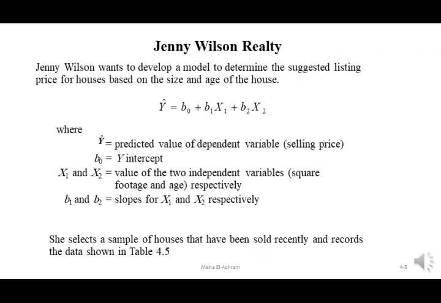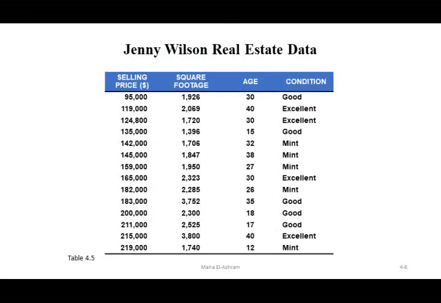So Jenny Wilson started by selecting a sample of houses that have been already sold, and here are the data. So we have in the first column the selling price, and it is measured in dollars. Okay. In the second column, we're talking about the size measured in square feet, and then the age in years. Okay. In addition to this, they added a column for the condition of the house. Some houses are in good condition, some are in excellent condition, some are in mint condition.